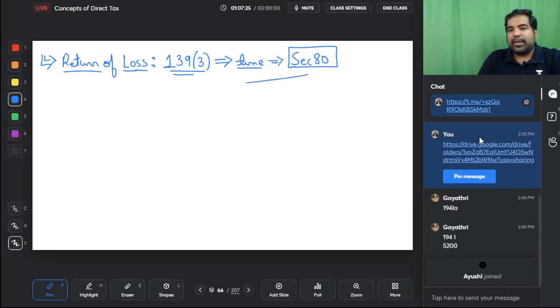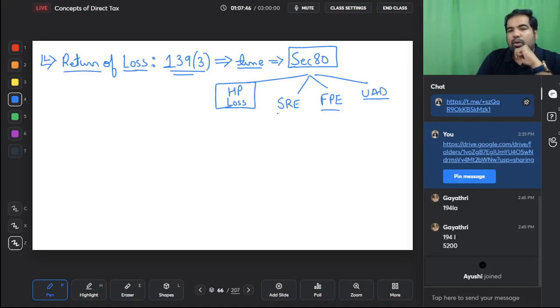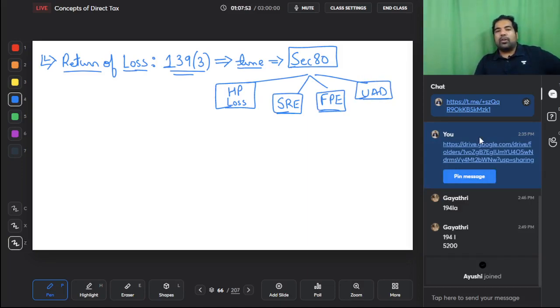But there are 4 exceptions. One is house property loss. They are very thankful for you to have bought a house property, so even if you don't file it on time, or even if you don't file it at all, you can carry it forward. Same for scientific research expenditure, family planning expenditure and unabsorbed depreciation. In all these 4 cases, whether you filed your return, filed it late or did not file it at all, doesn't matter, you can carry forward these 4 losses.